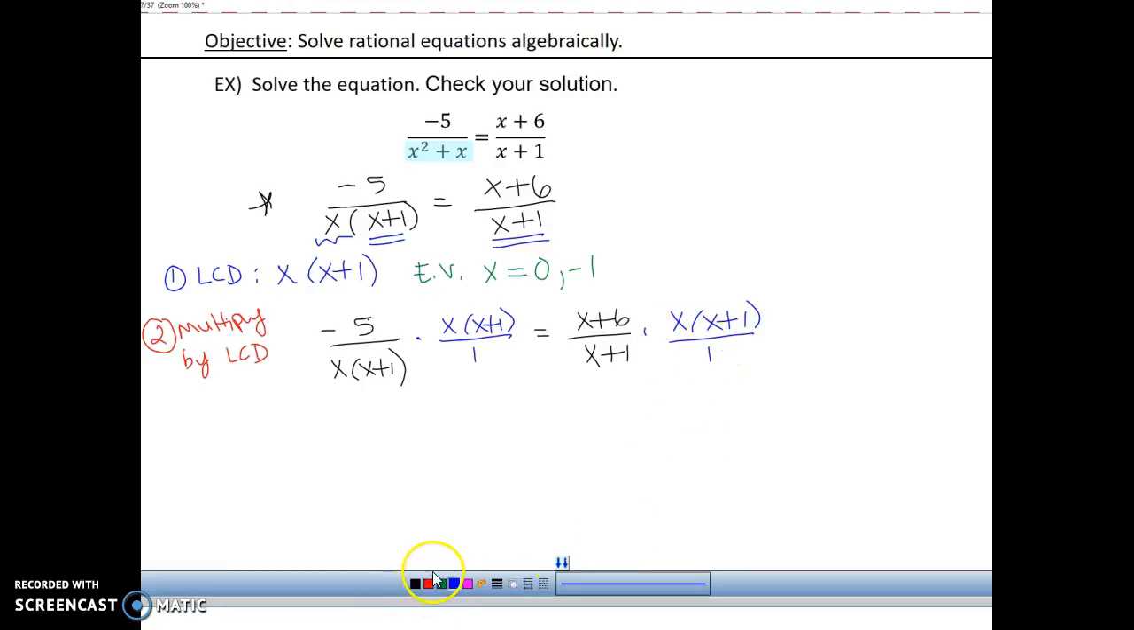And then step 3 is to clear out the denominators. So that's still part of step 2. So I can see that x cancels out with the x. My x plus 1 cancels out with the x plus 1. So here I have 1 left over and a 1 left over here. X plus 1 cancels out with x plus 1, so I'm left with x and x plus 6. And I forgot to circle my -5.